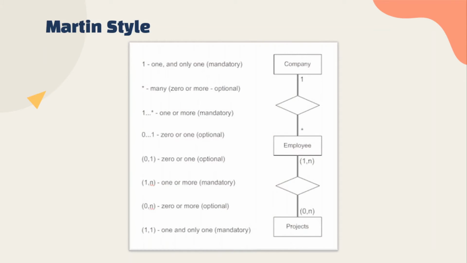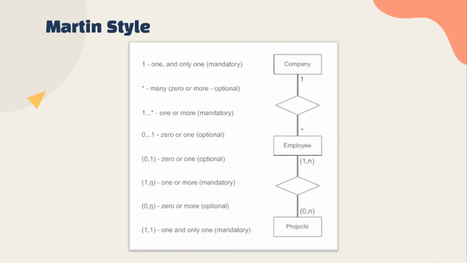And the last style is the Martin style. You can see the Martin style in this picture. This style is almost the same as the chain style. We use 0, 1, or n to describe the ordinality and cardinality from ERD.